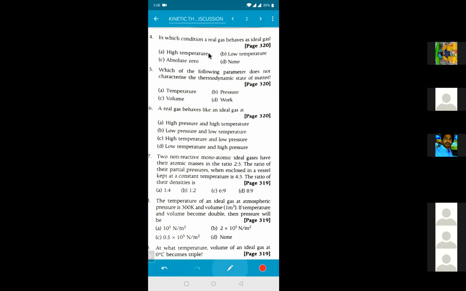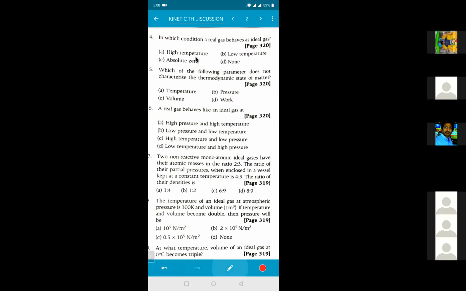Question number 4. In which condition does a real gas behave as an ideal gas? Obviously, I told you right now, at high temperature and low pressure. So high temperature, low temperature, absolute zero, none. So it should be high temperature. Which of the following parameters does not characterize the thermodynamic state of matter? Temperature, pressure, volume, and work. Can anyone, beta? PV = nRT is the relation. So we need to talk about pressure, volume, and temperature. But we don't take work as a parameter for that one. So obviously the answer for this one comes out as D.